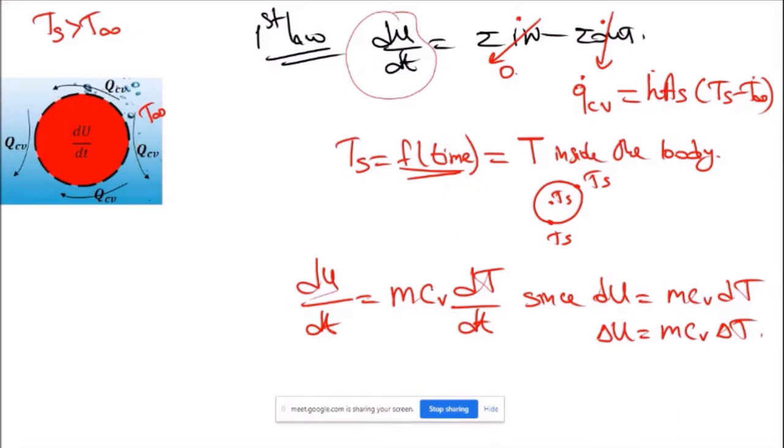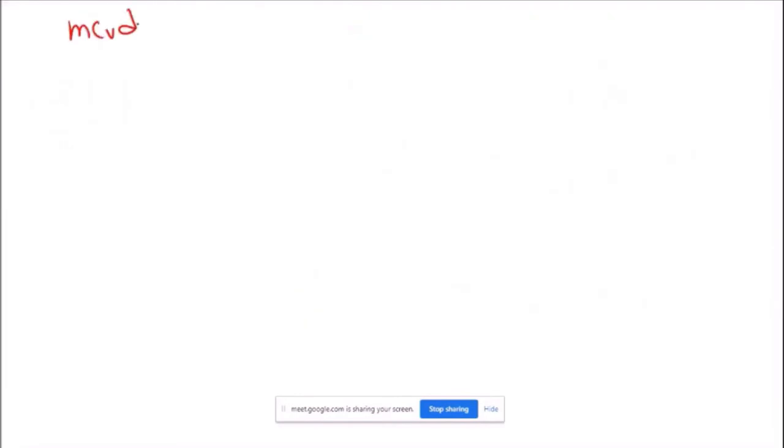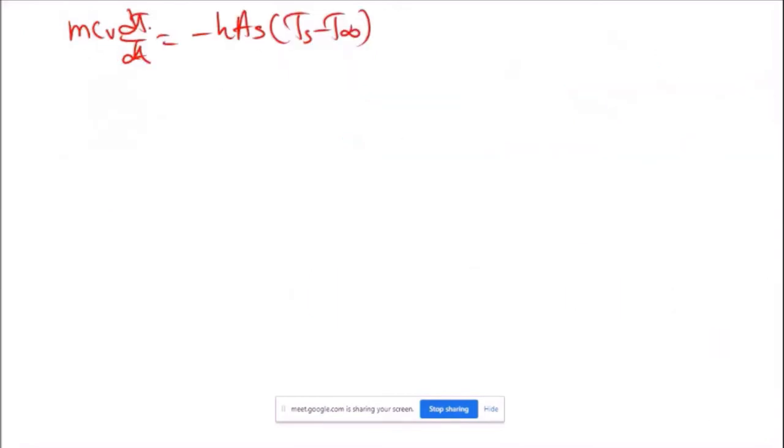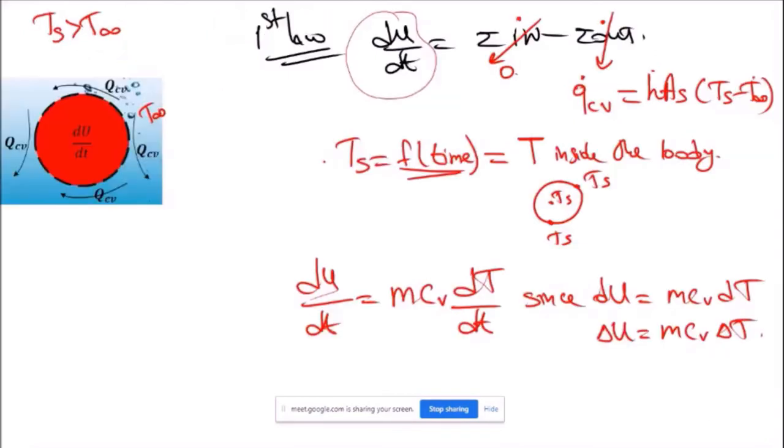These are the approximations, and we will prove them in the next slide. First, let's solve this differential equation. On the left-hand side you have m Cv dT/dt, and on the right-hand side h As (Ts minus T infinity). As I said, T is the same as Ts, therefore instead of T I can write Ts, because dT/dt is the change of temperature of the body with respect to time. That body temperature is the same as Ts itself, because each location of the body feels the same temperature.